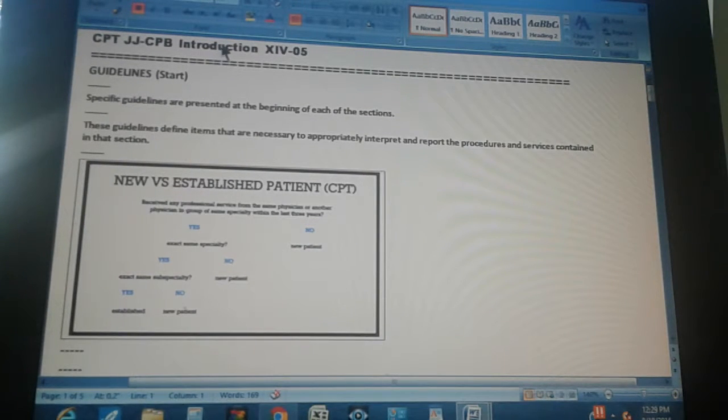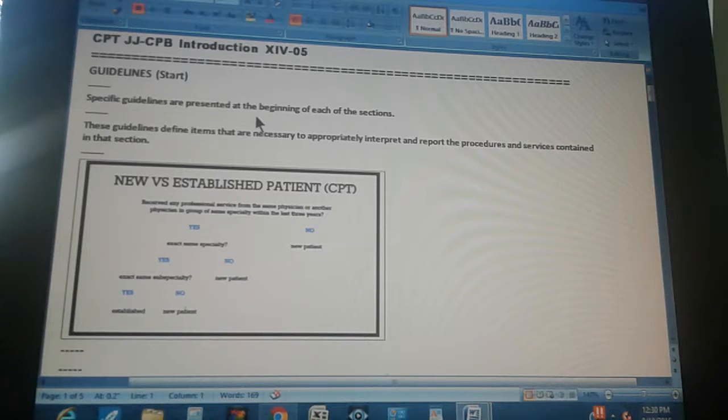CPT JJ CPB Introduction, page 14, part 5. Guidelines. This is the start of where we're going to review a little of the guidelines, okay? Specific guidelines are presented at the beginning of each of the sections.